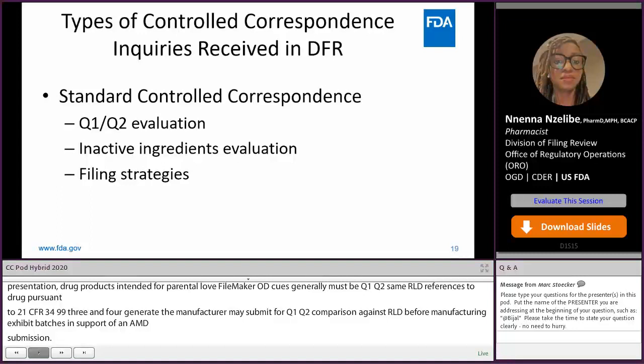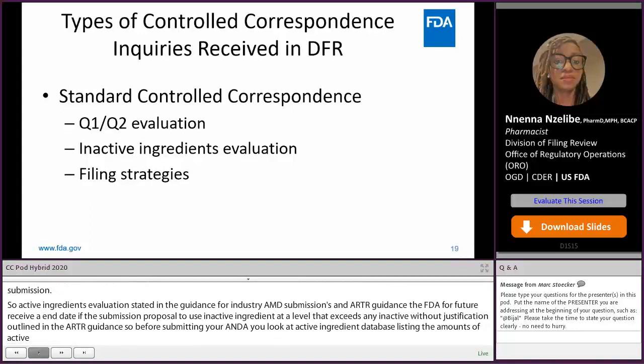However, if you cannot find such listings, you can petition the agency in a controlled correspondence to confirm if the level of use of inactive ingredients in your proposed generic formulation exceeds amounts previously approved by the agency for use in a drug product administered via the same route as your proposed generic.